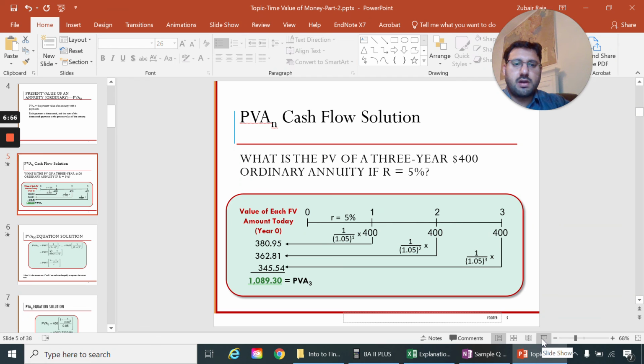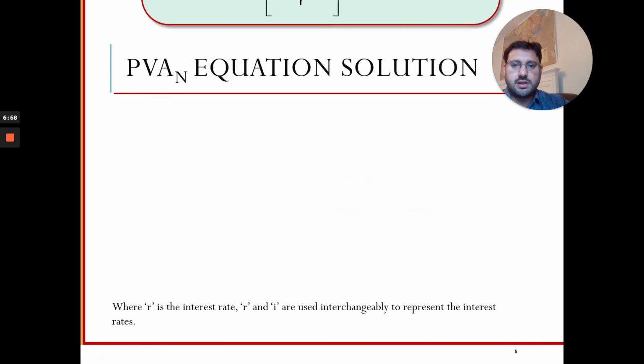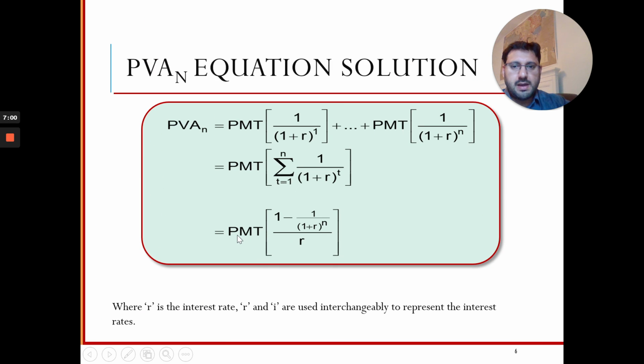Now with the formula, this is the formula. If you do not have the financial calculator, you can use this formula, where PMT is the payment, 400, times 1 minus 1 divided by 1 plus R, where R is the interest rate. Some books use I, some books use R. You can interchangeably use I and R. Both are representing the interest rate. And raised to the power n.